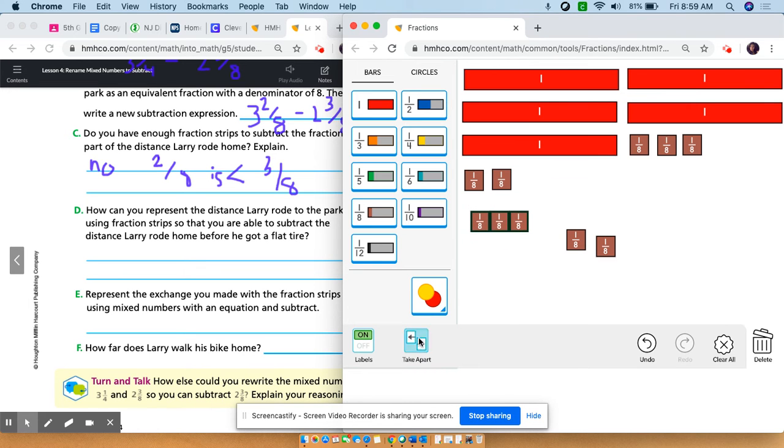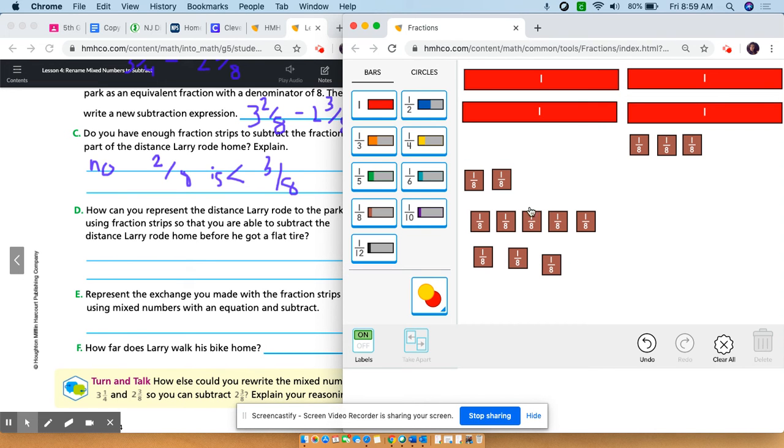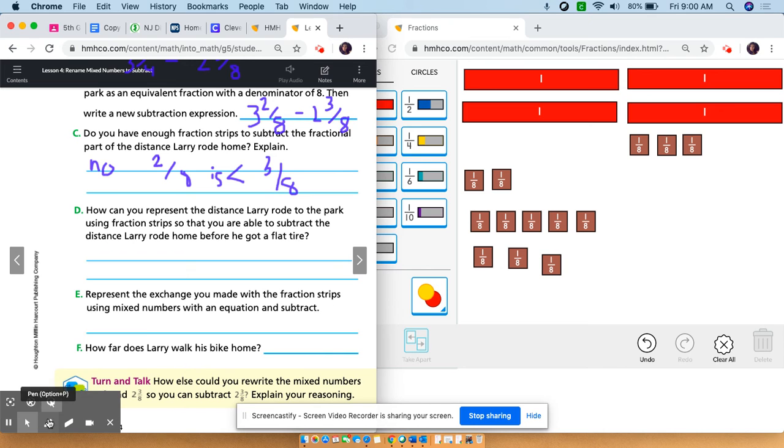Actually, let me not put these together. That's 4, 5, 6, 7, and 8. So now I'm going to go ahead and delete that whole. Okay. So now it wants me to go ahead and, well, it's basically what I just said. So I exchanged one whole for 8 eighths. Okay. So I'm just going to write that as a little key for you. 1, and I transferred it, or I exchanged it, or I renamed it for 8 eighths.